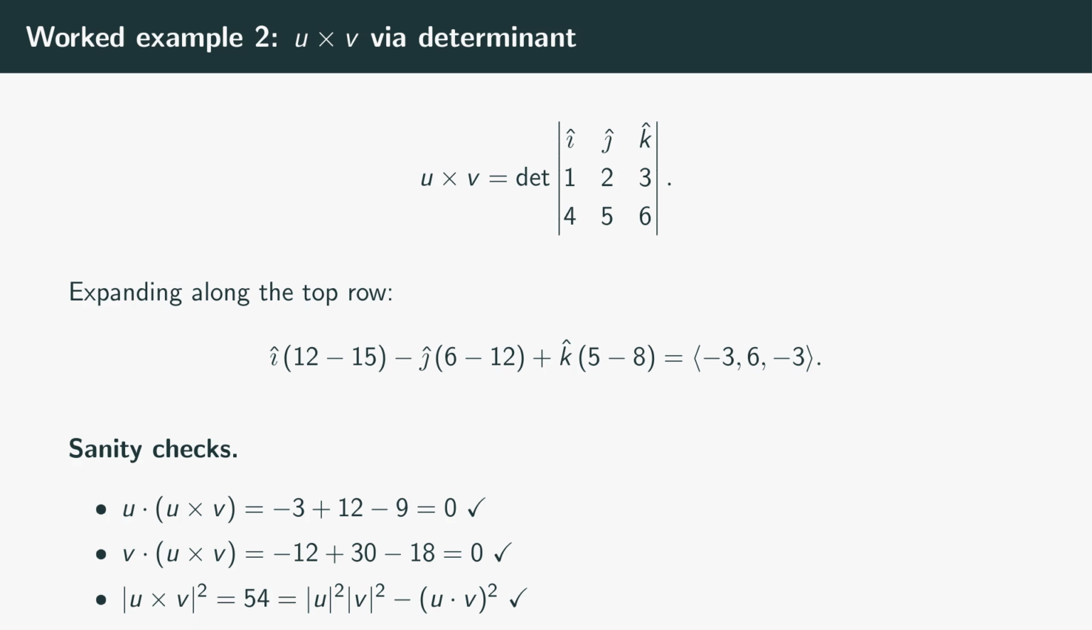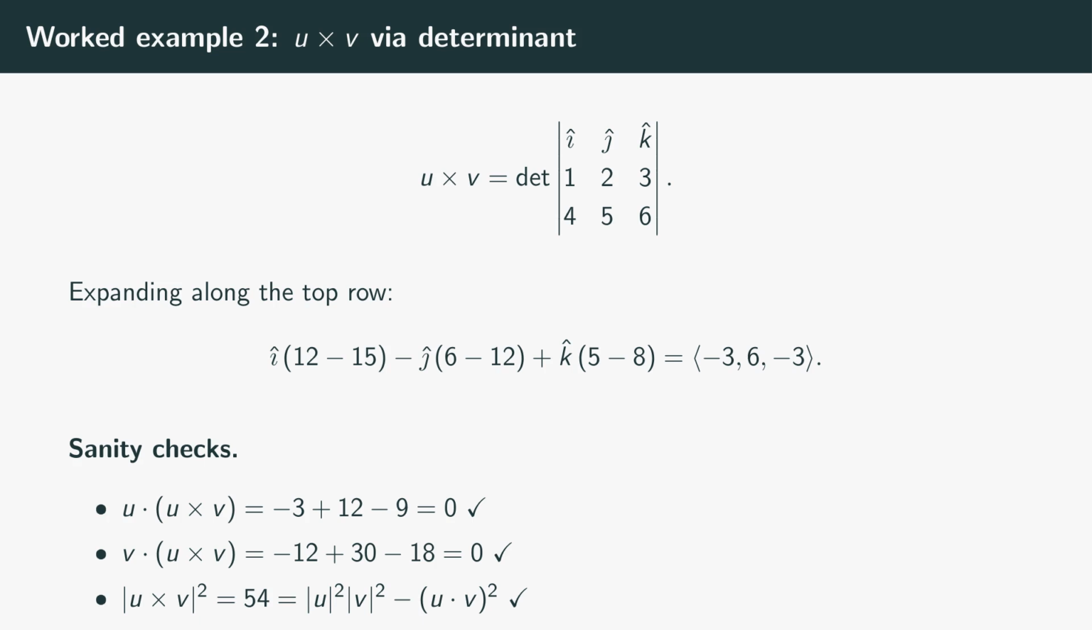The j hat component, with its minus sign in front, minus the quantity 1 times 6 minus 3 times 4, which is 6 minus 12, equals negative 6. Negating the negative gives plus 6. The k hat component, 1 times 5 minus 2 times 4, which is 5 minus 8, equals negative 3. Assembling, u cross v equals negative 3 i hat plus 6 j hat minus 3 k hat, which is the vector negative 3, 6, negative 3.